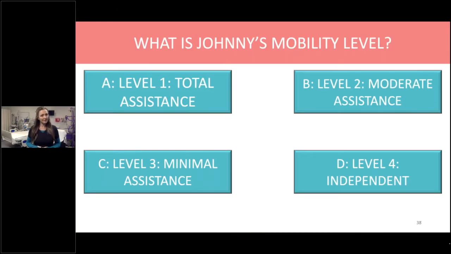What is Johnny's mobility level? Remember, he cannot roll, he cannot sit up by himself. A is the correct answer. Johnny is total assistance, requires assistance with all activities, is level 1.